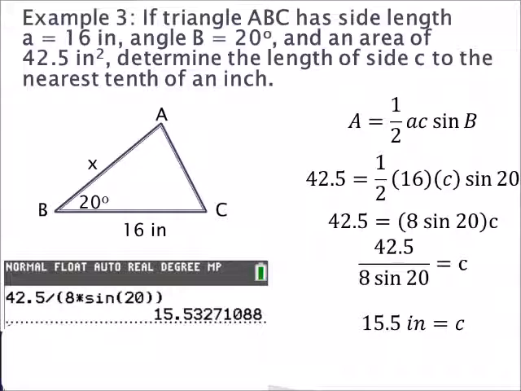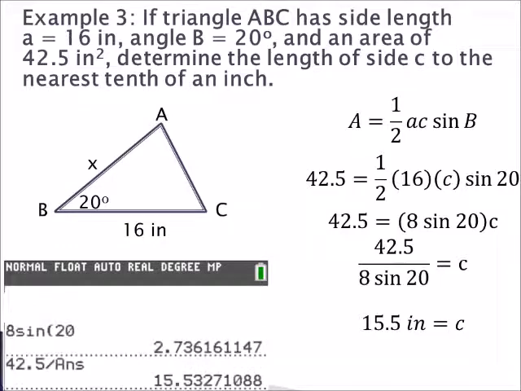In order to see how the calculator works, you can simply take 42.5 and divide it by the product of 8 times sine of 20. Another way you will see it, you can first multiply 8 times sine of 20, and then take 42.5 and divide it by your answer. Either way, you will get 15.5 inches as your C value.